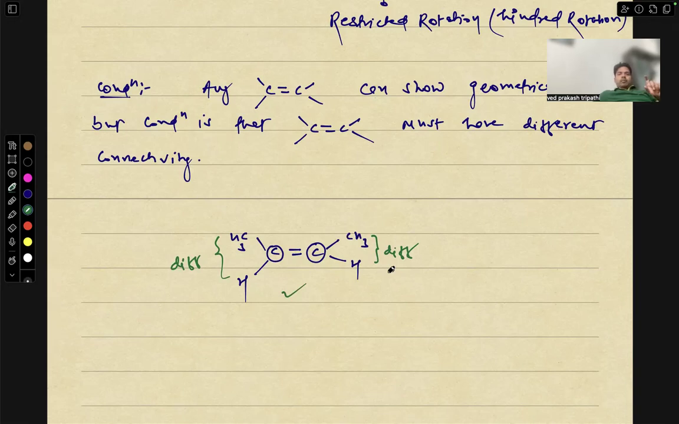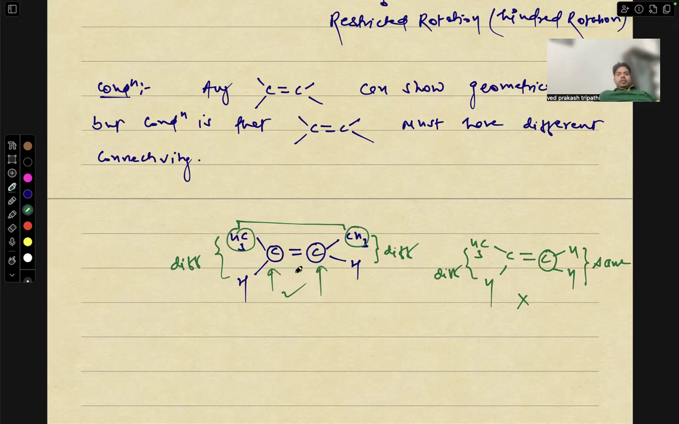If any of the carbon have two same group, for example, look at this one. So this carbon have two same group, while this one have different, but any one of them have same, then it would not show geometrical. So both the carbons should have different connectivity. Do not compare like this, like both methyl is in the up, so it should be same. No. Always compare each individual carbon of the double bond, whether it has different connectivity.